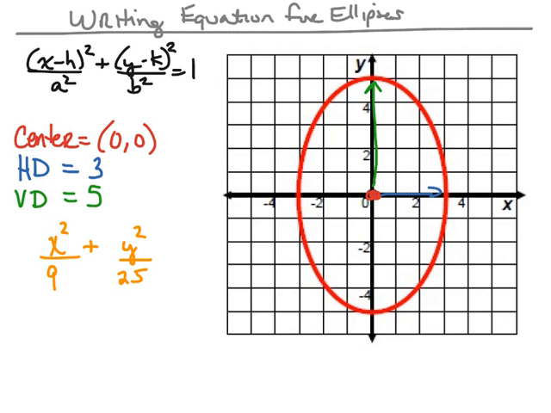Now remember, these equations are equal to 1, so we'll go ahead and put that. And I now have my equation for this ellipse. X squared over 9 plus y squared over 25 equals 1.